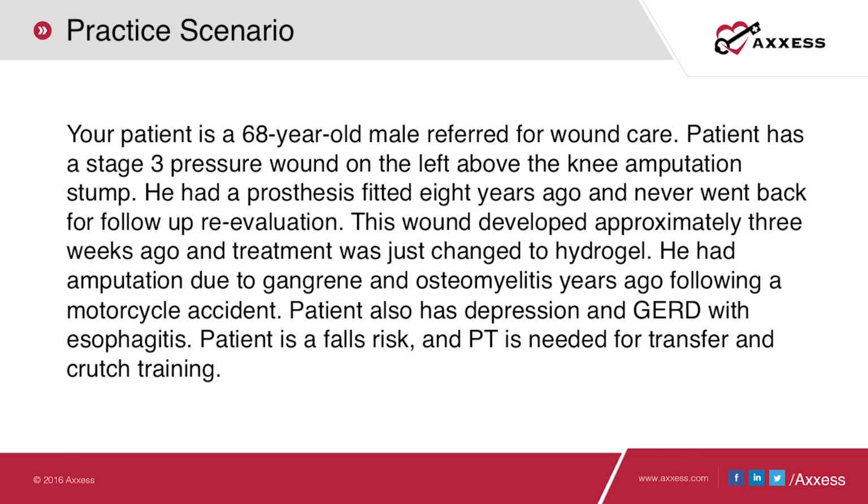All right, the next scenario, our patient's a 68-year-old male referred for wound care. Patient has a stage 3 pressure wound on the left above the knee amputation stump. He had a prosthesis fitted 8 years ago and he never went back for follow-up reevaluation. The wound developed approximately 3 weeks ago and treatment was just changed to hydrogel. He had amputation due to gangrene and osteomyelitis years ago following a motorcycle accident.